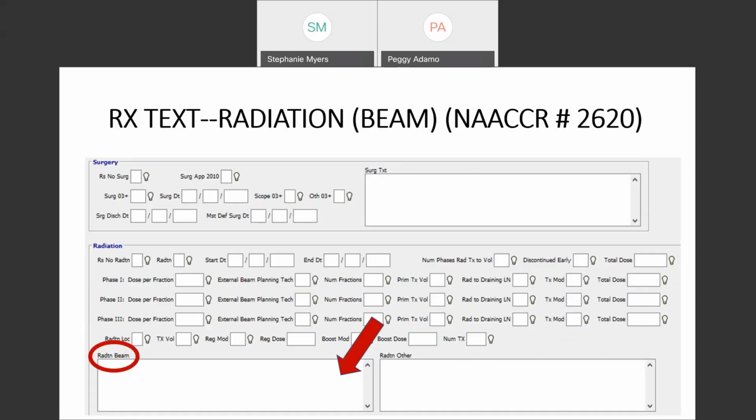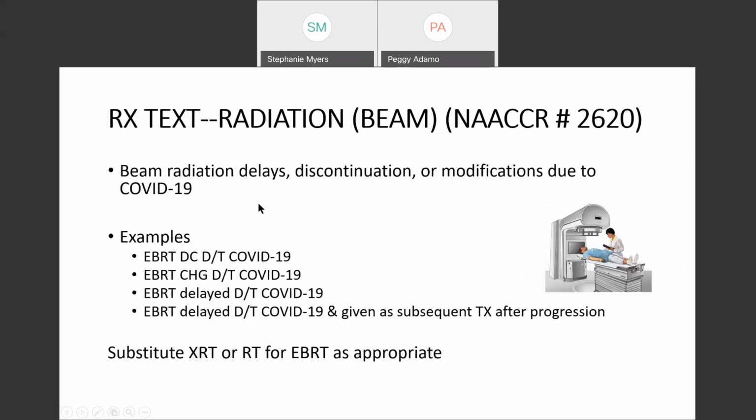Next, we'll talk about the text field for recording information about beam radiation, and you'll begin to see a pattern here that will make things a little bit easier as we move along. In the text field for beam radiation, we'd like you to record information about beam radiation delays, discontinuation, or modifications due to the COVID-19 pandemic.